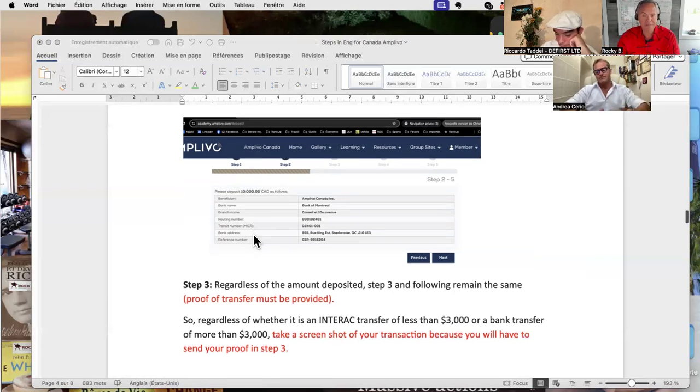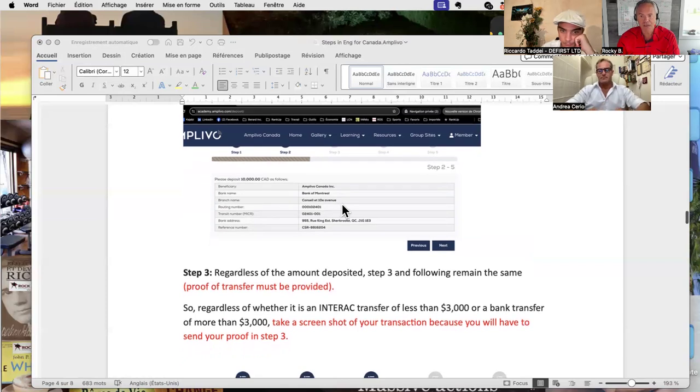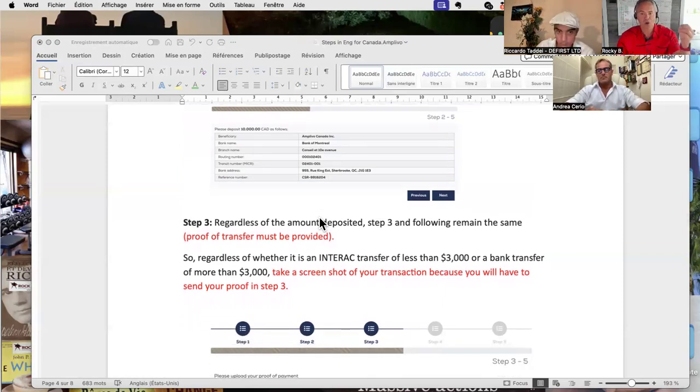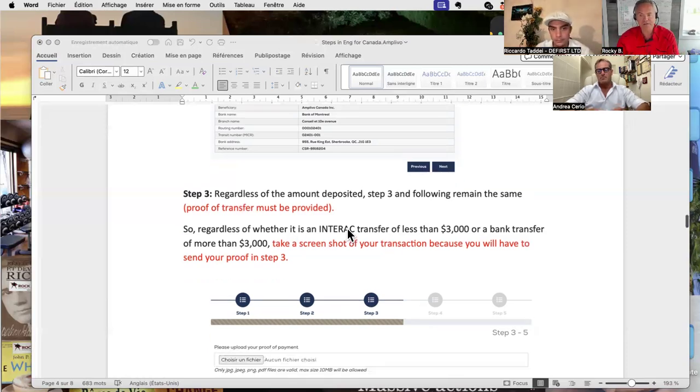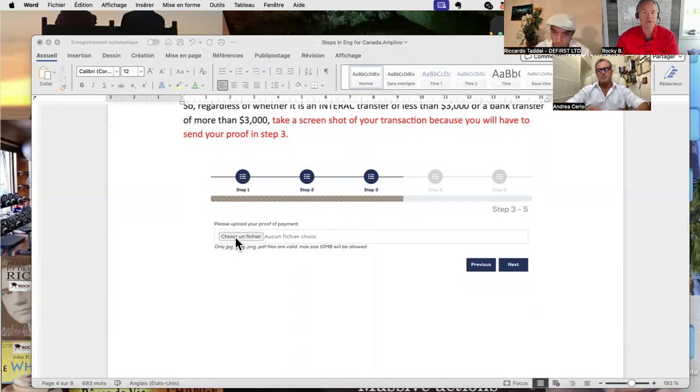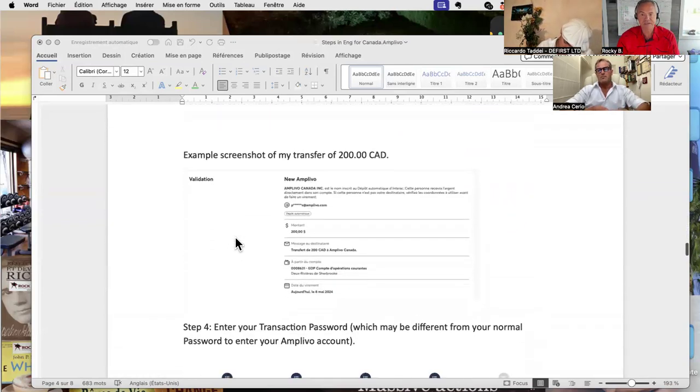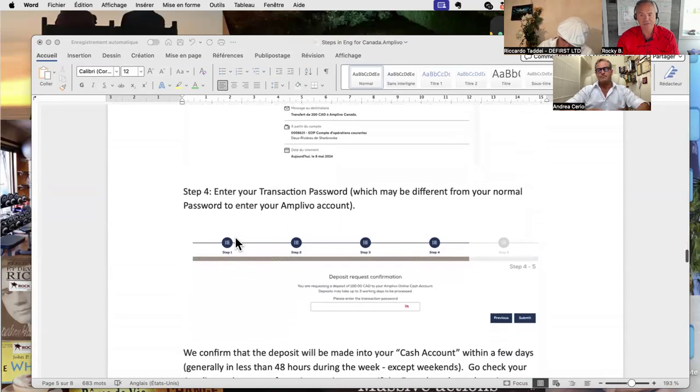Okay. And the bank name is there, Bank of Montreal. You're going to have the address, the routing number, the transit number, everything is there to be able to make the transfer above $3,000. After that, the steps are the same. You must provide a proof of transfer, either under 3,000 or above 3,000. So people will take a screenshot. The next step, you choose the file, put the photo or whatever document you have. Next step, easy. You take your screenshot, you enter it.